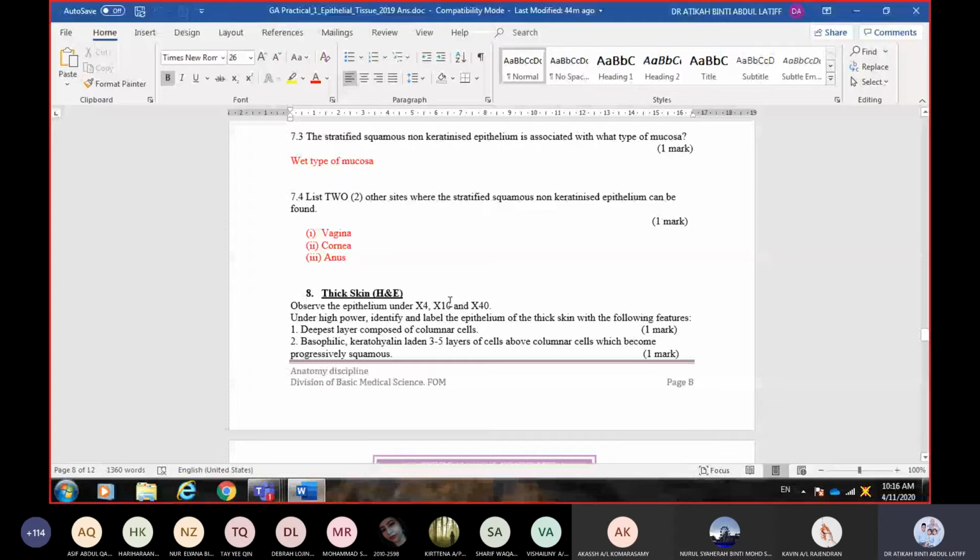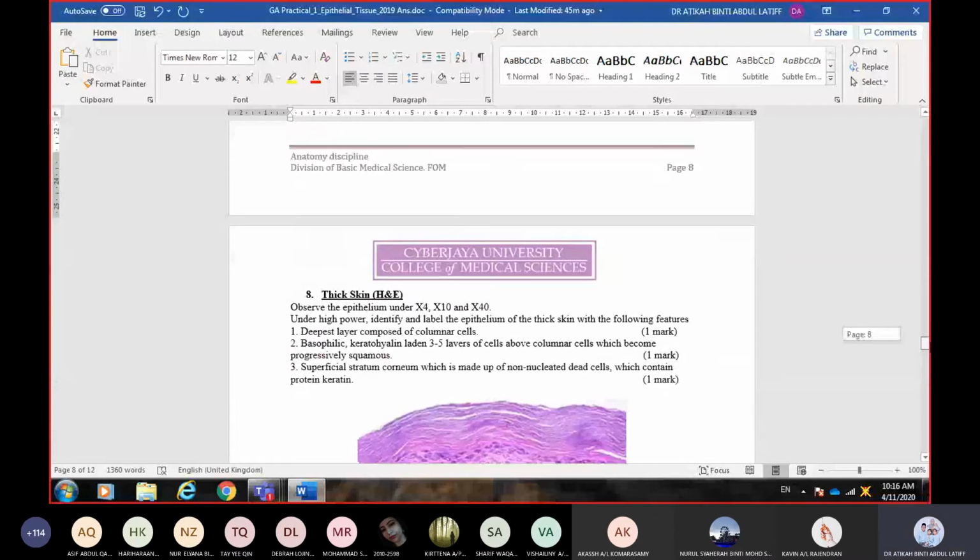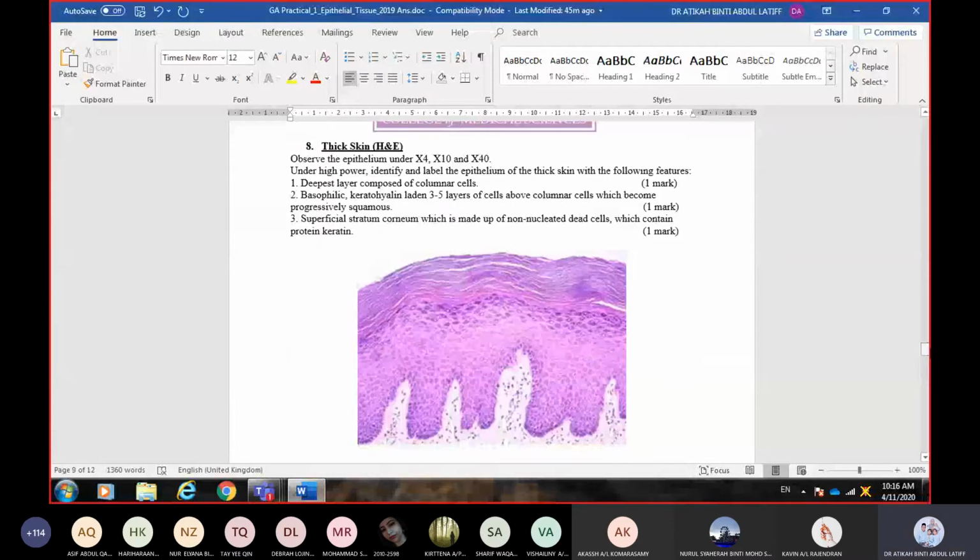So next, we will look at thick skin. It has many layers. The deepest layer here is composed of columnar cells. Then we have the basophilic layer here, which is about 3 to 5 layers of cells, which become flattened as they go up.